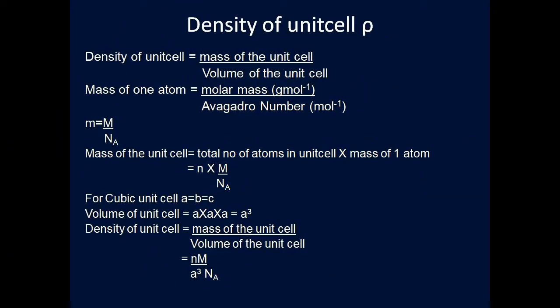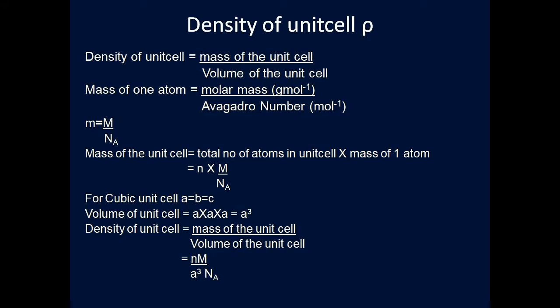Density of unit cell. The symbol for this is rho. Density of unit cell is equal to mass of the unit cell divided by volume of the unit cell. First of all, we are going to find the mass of one atom. Mass of one atom is equal to molar mass divided by Avogadro number. The symbol for mass is small m, molar mass is capital M, and Avogadro number symbol is capital Na. Now we substitute the symbols, and we get mass of one atom, small m, is equal to capital M divided by Na.